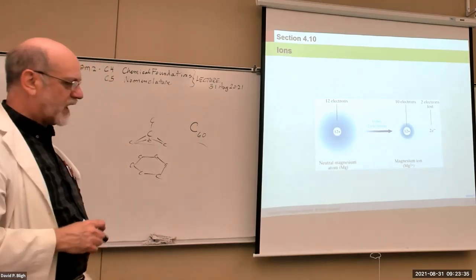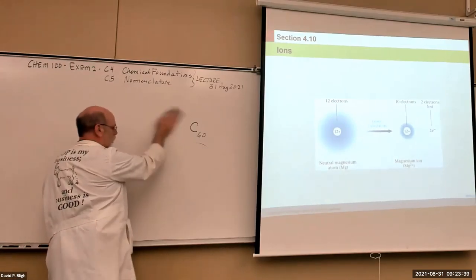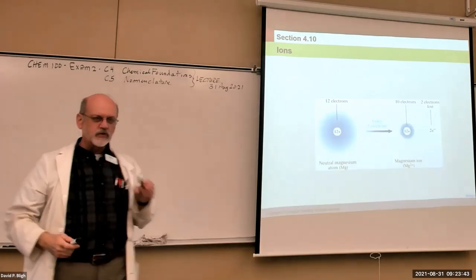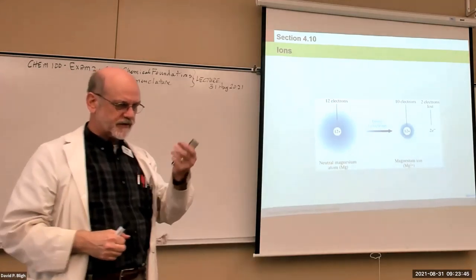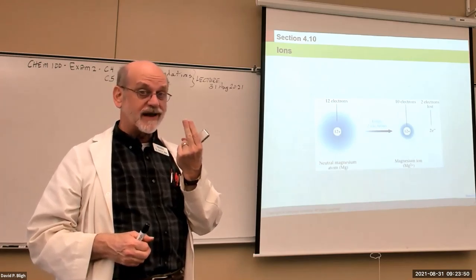Okay, so how do we form an ion? Well, we know how to write an element. We know that neutral elements have the same number of protons and the same number of electrons. So if we change that ratio, we get an ion.